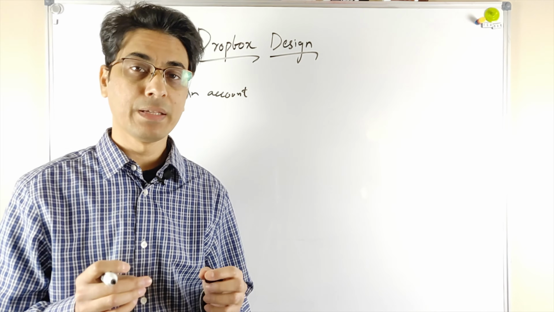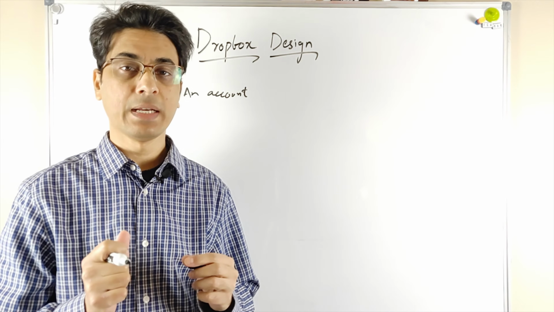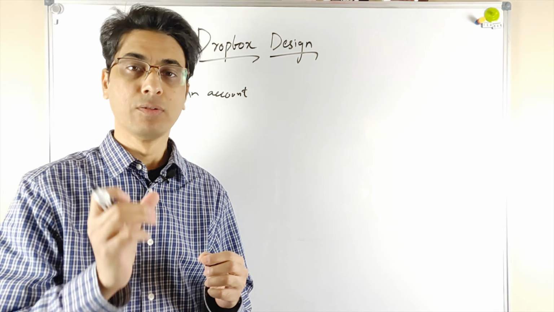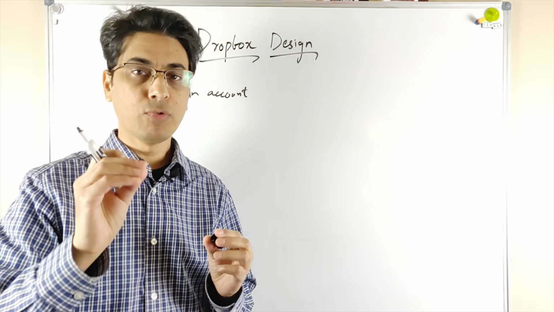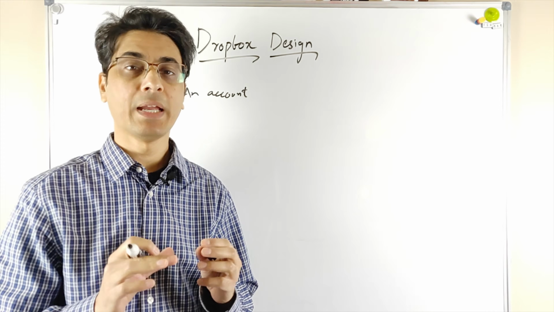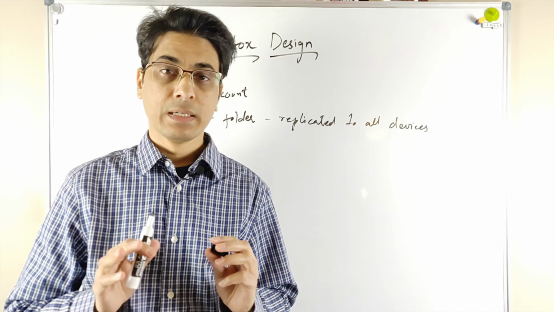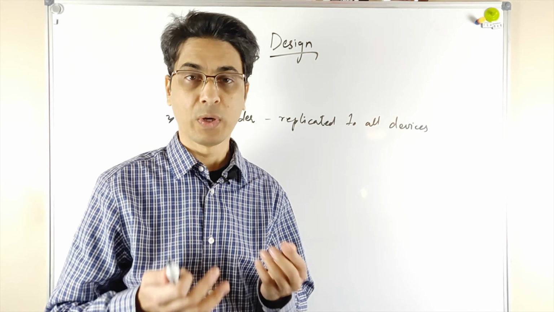The second requirement is that the user can have multiple devices. And now what he can do is that he can actually specify a root folder in any device, and whatever files and folders he creates in that root folder, that gets replicated to all the other user devices. Right now we are assuming that the maximum file size that we are going to support is 1 GB.